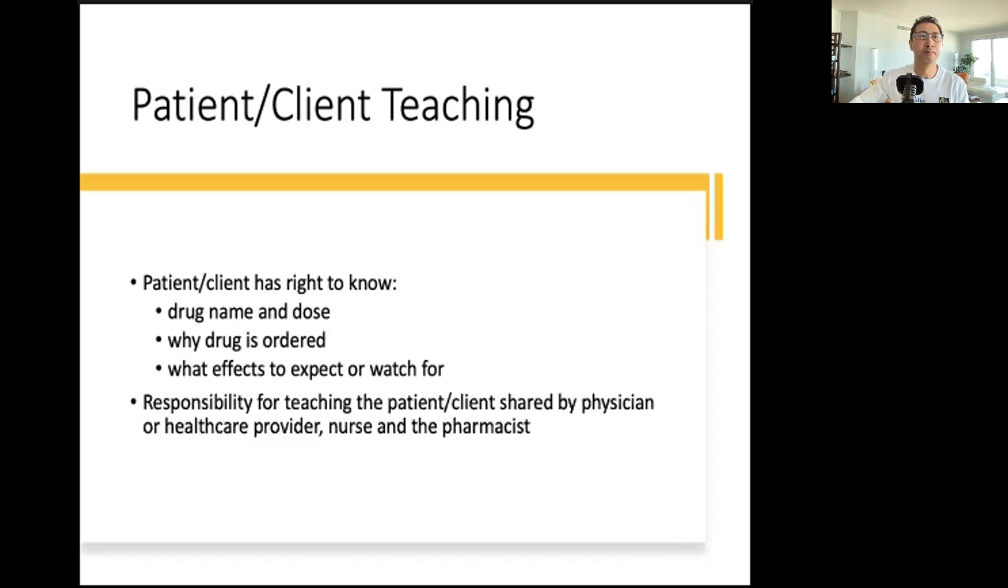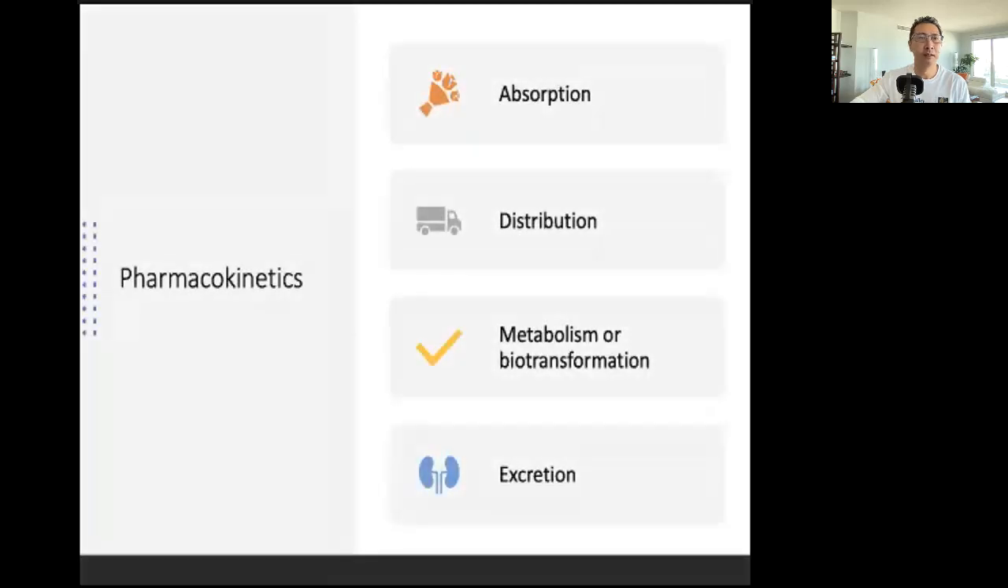Next. It just says we are all responsible for it. Pharmacokinetics. I'm not really going to talk about it this semester. We will talk about it in January, though. I don't know if I have Pharm 1 or Pharm 2, but we'll talk about it.